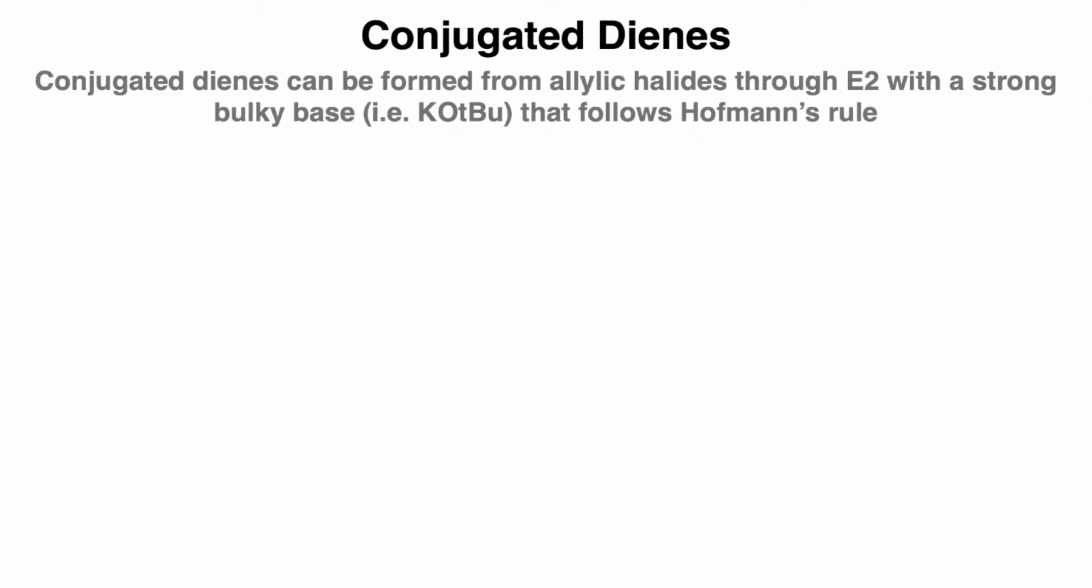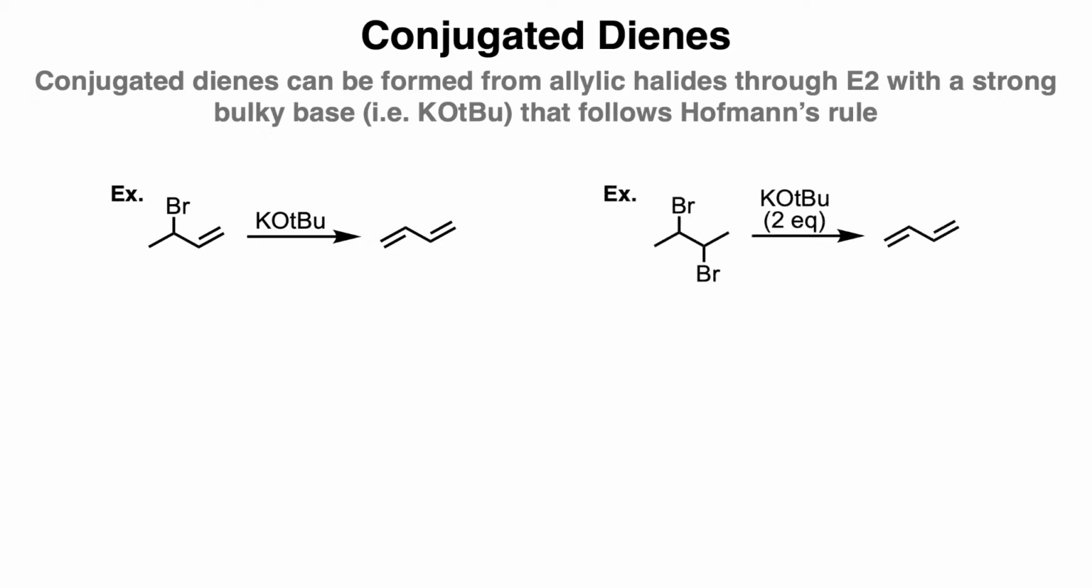Conjugated dienes can be formed from allylic halides through an E2 reaction by using a strong, bulky base that follows Hofmann's rule. For example, this allylic alkyl halide can react with KOtBu to form the following diene. And in the next example, a dibromide molecule can react with 2 equivalents of KOtBu to form a diene.